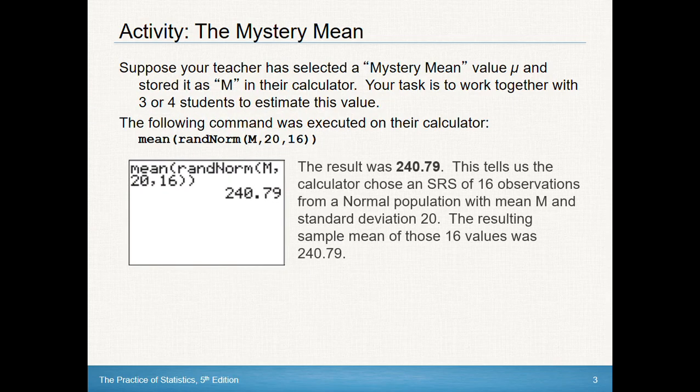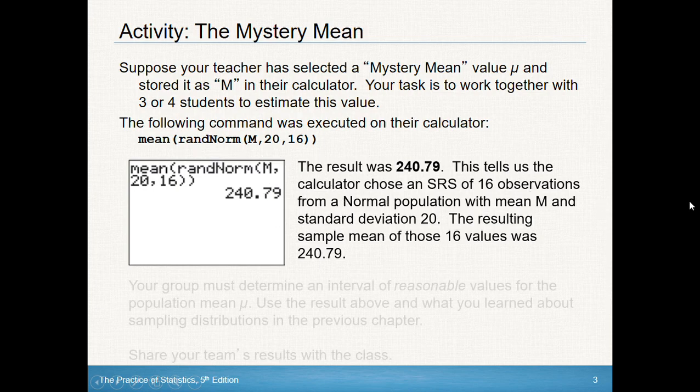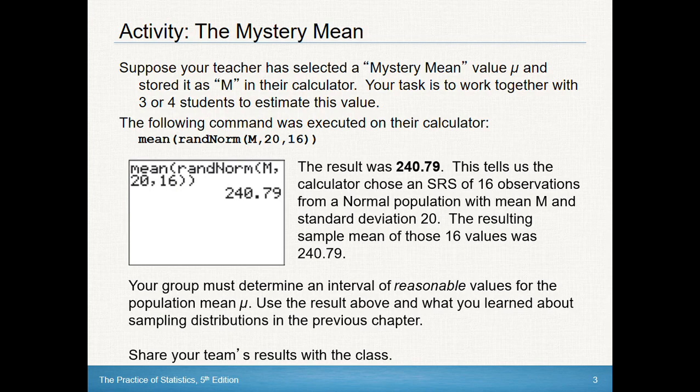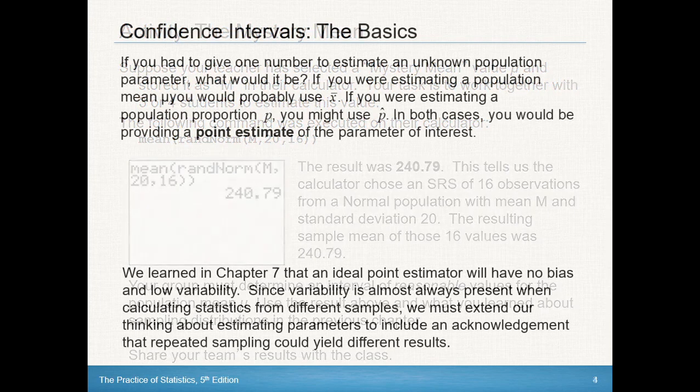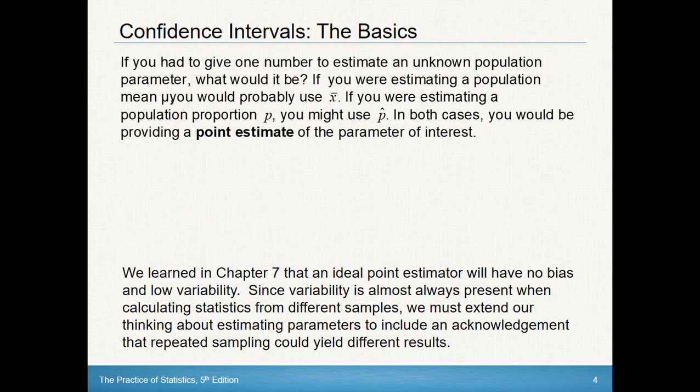So this was an activity we did in class briefly. The idea was that we would take a sample of 16 observations from a normal population, where we did not know what the value of the mean was, but we were given the standard deviation value. Then this value right here, 240.79, that is a sample statistic, right? That's a sample mean. And then from there we briefly discussed how we try to determine what the actual value of mu was. So this is where confidence intervals would be useful.